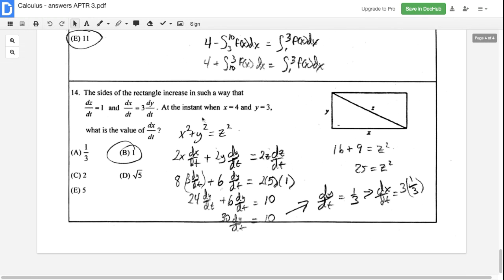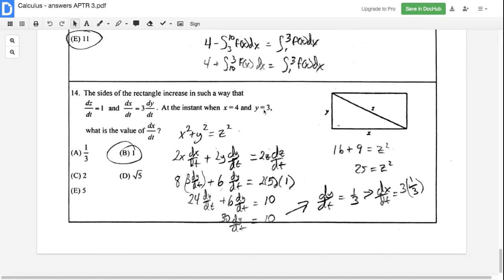14, sides of a rectangle increase in such a way that dz dt equals 1, dx dt equals 3 times dy dt. That's the instant that x equals 4, y equals 3. What is the value of dx dt? All right, so I have a right triangle here, so that's going to be x squared plus y squared equals z squared, Pythagorean theorem. I take the derivative, I get 2x times dx dt plus 2y dy dt equals 2z dz dt.